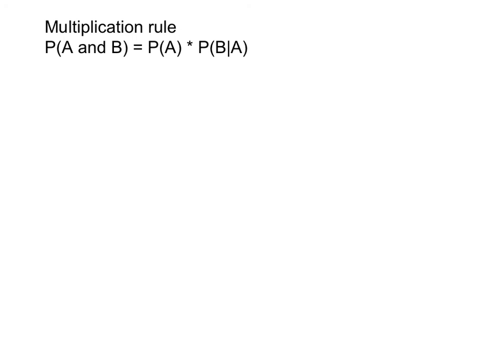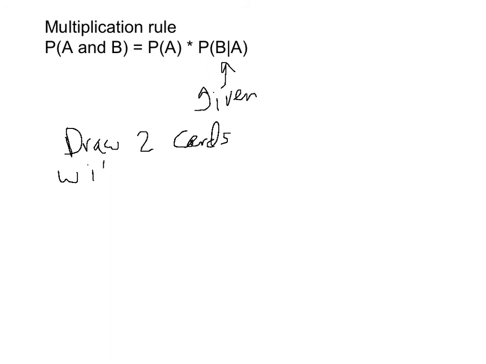Whenever we see the word and, we need to think the operation multiply. So this brings up the multiplication rule. The probability that event A and B would occur would be equal to the probability that event A would occur times the probability that event B would occur given A has occurred. And this little vertical line here reads given. So for instance, let's suppose that we're going to draw 2 cards from a standard deck without replacement.